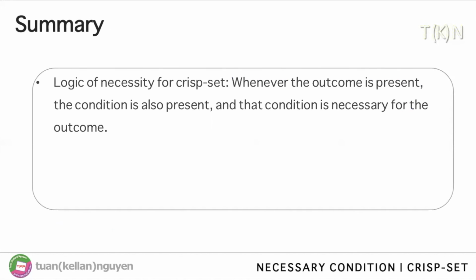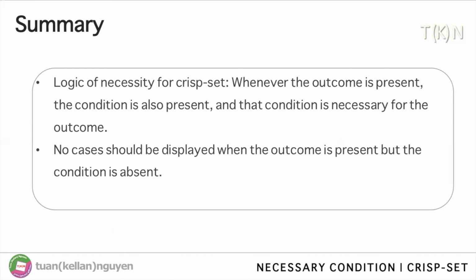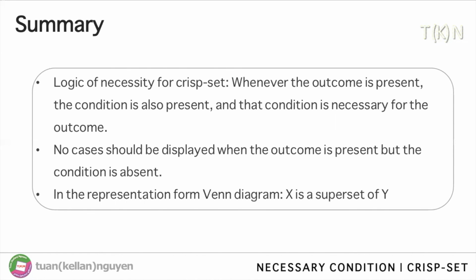In conclusion, we have the logic of necessity for QCA. Whenever the outcome is present, the condition is also present, and that condition is necessary for the outcome. No cases should be displayed when the outcome is present but the condition is absent. And in the representation form of the Venn diagram, X is the superset of the outcome Y.